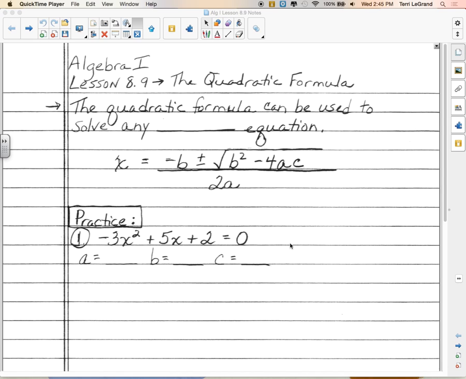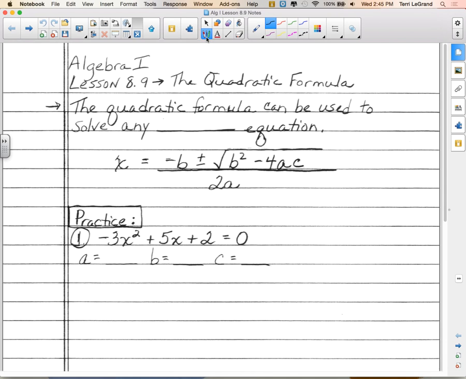We have learned that some quadratic equations can be solved by factoring. Not all of them. We've learned that some quadratic equations can be solved by using the square root method. Not all of them. But the quadratic formula can be used to solve any quadratic equation. It doesn't matter what it is, as long as it's a quadratic equation set equal to either 0 or y, it can be solved using the quadratic formula. Okay? So here it is.